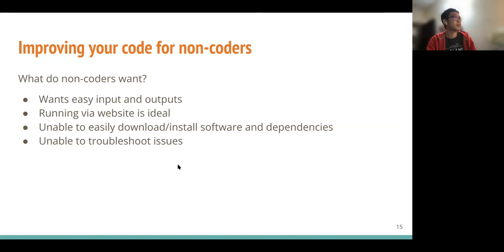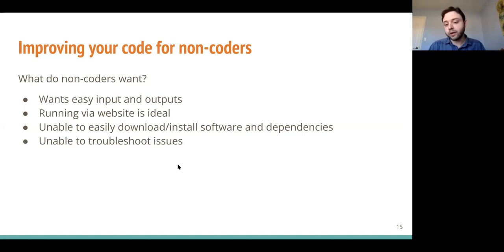Okay, so improving your code for non-coders has different common practices than improving it for coders, because it doesn't matter if your code is readable if someone doesn't know Python or R or C or whatever you're writing in. So the barrier to entry needs to be a lot lower. You want easy inputs and outputs, like an upload file button or a download button. And we want to run it through a website, because they're not going to be able to easily download or install software.